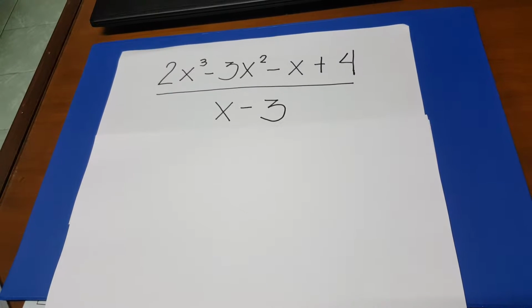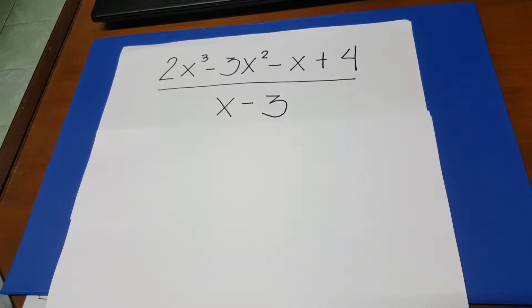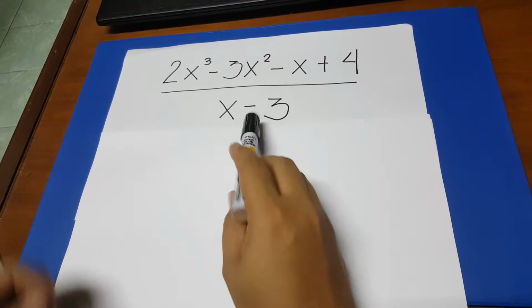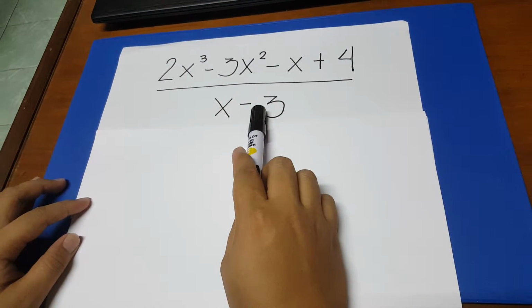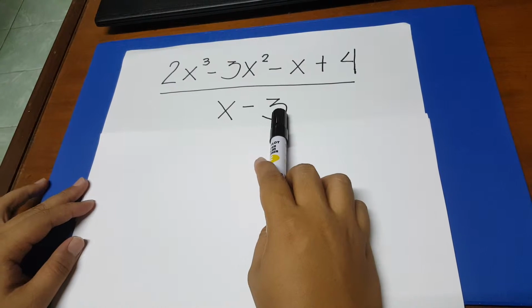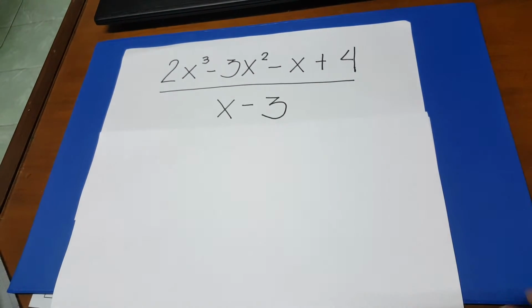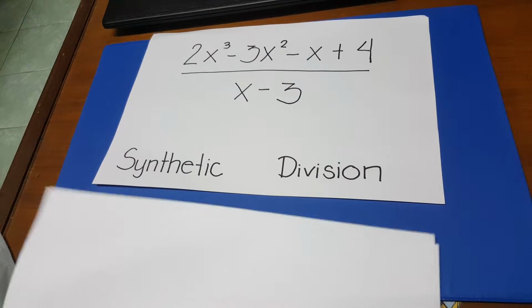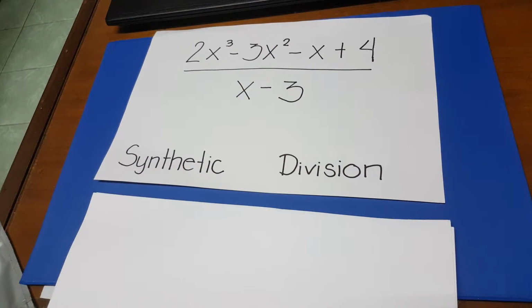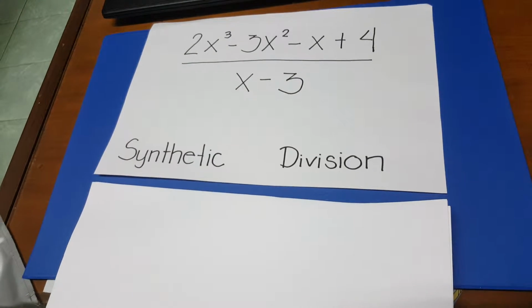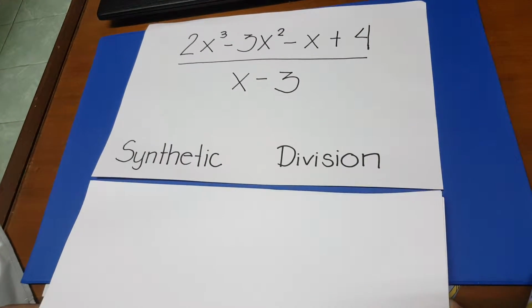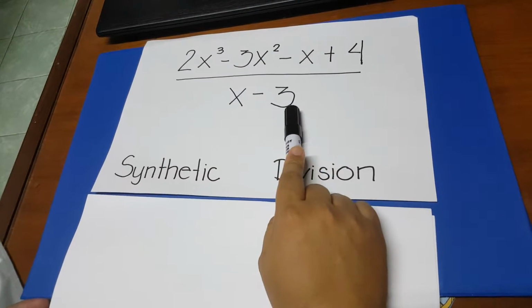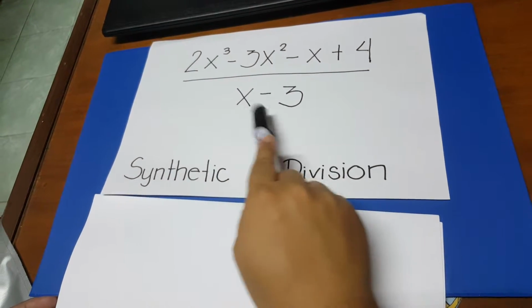Hey everyone, since most of you are still having difficulty dividing polynomials by a binomial divisor using long division, let's try to use what we call synthetic division. Synthetic division is a much simpler and shorter way of dividing polynomials by a binomial in the form x minus c. Okay, so binomial in the form x minus c.